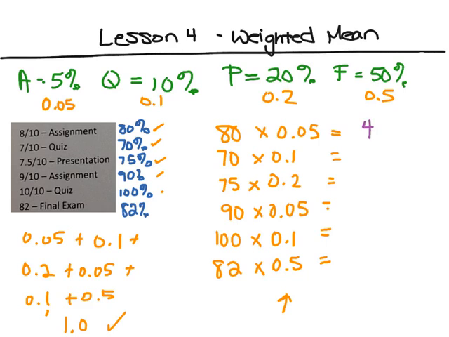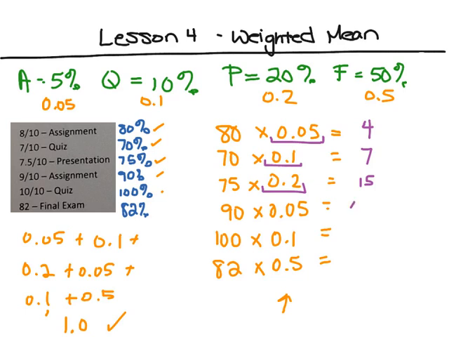What that really means is your 5% means you had 5 total points you could have earned, and you earned 4 of the 5 points. 70 times 0.1 is 7, so this one is worth 10 points. You earned 7 of the 10 points. 75 times 0.2 is 15. You had a total of 20 points. You earned 15 out of 20.